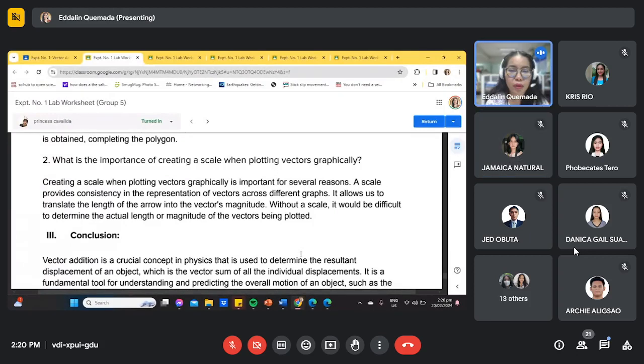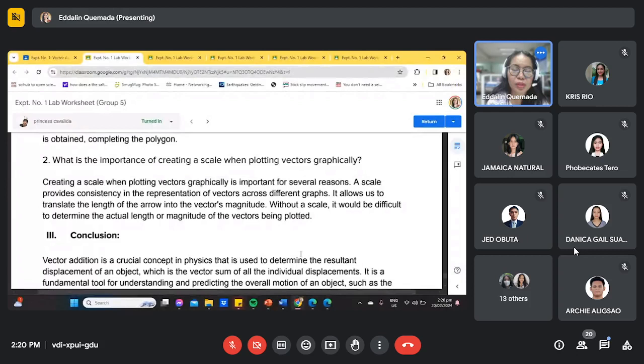It allows you then to translate the actual length of the vector's magnitude. Remember, some of the given vectors, their magnitudes are too large or too small. So if too large, we might not be able to draw it on the graphing paper because it is too big, or if too small, the given vector is very small and we might not be able to visualize it. So the purpose of scaling is to accurately and precisely represent what that vector is.